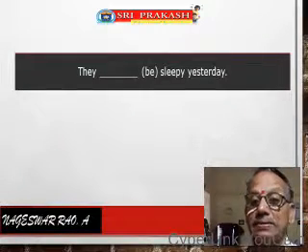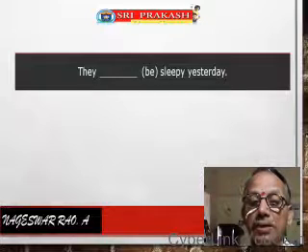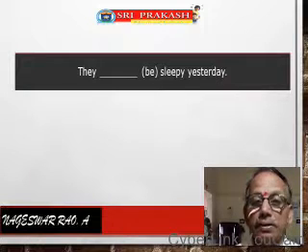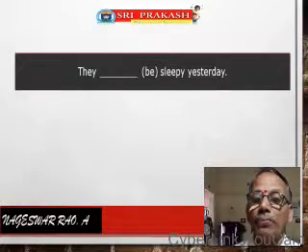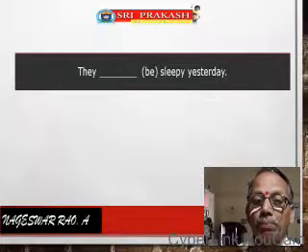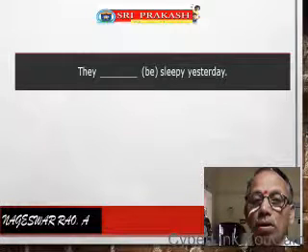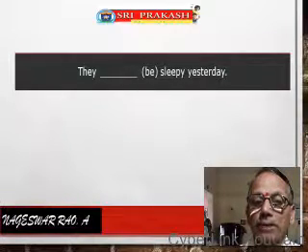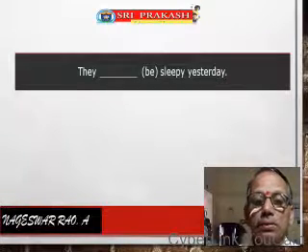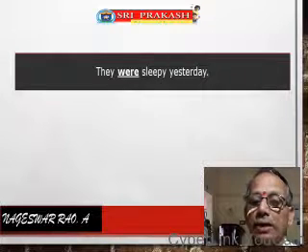Now let us see this sentence. They dash be sleepy yesterday. Here the time marker is yesterday, that is, the blank would take the V2 form. The V2 form of be, as already told, is was or were. Because here the subject is plural, it takes were. Hence, the sentence would be: They were sleepy yesterday.